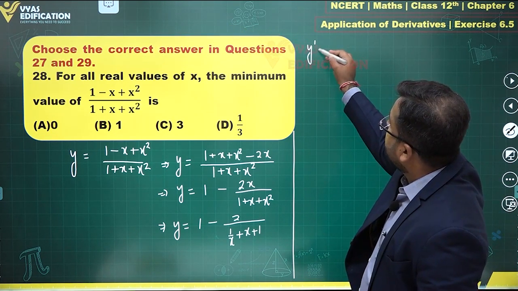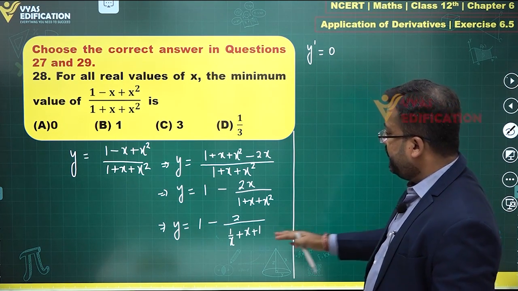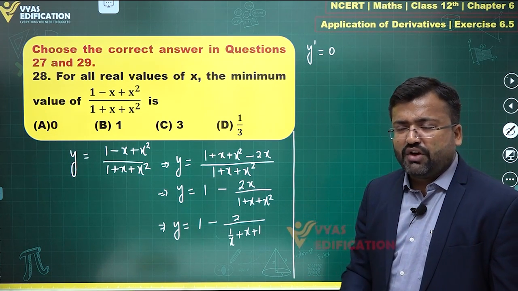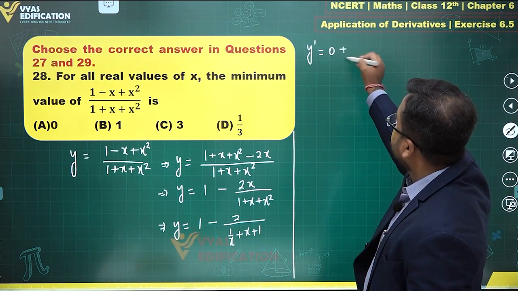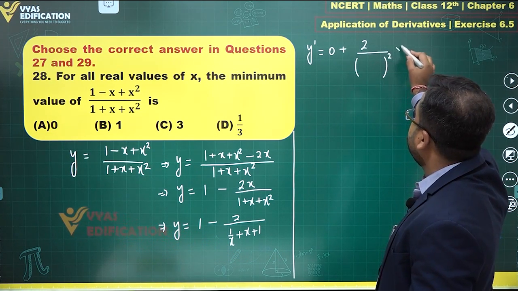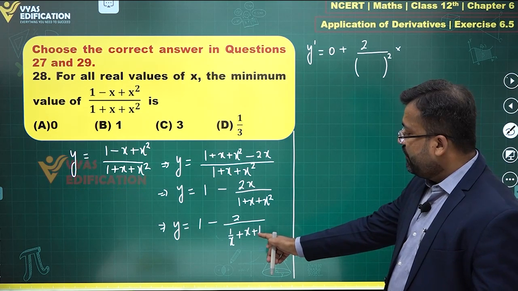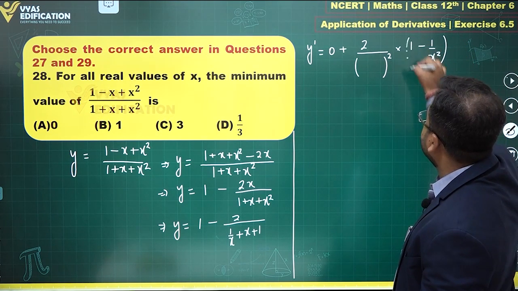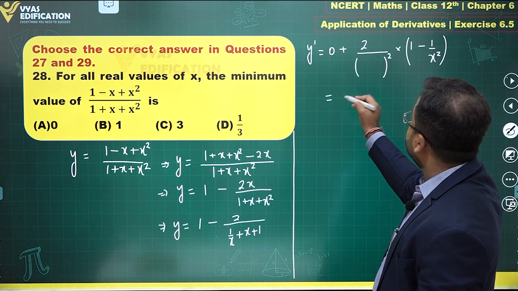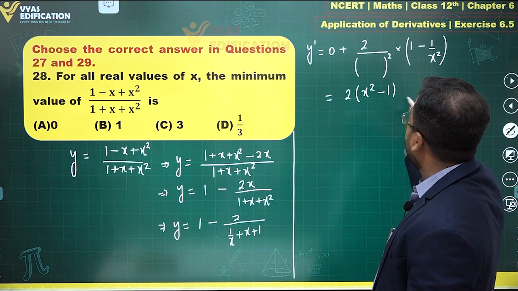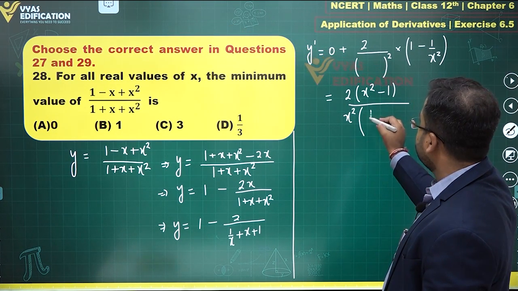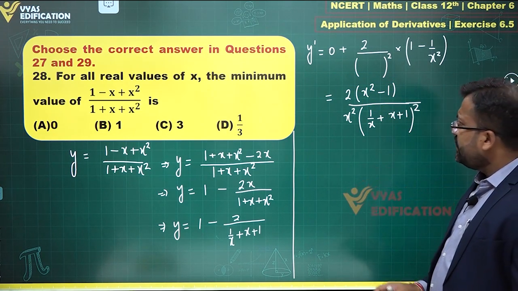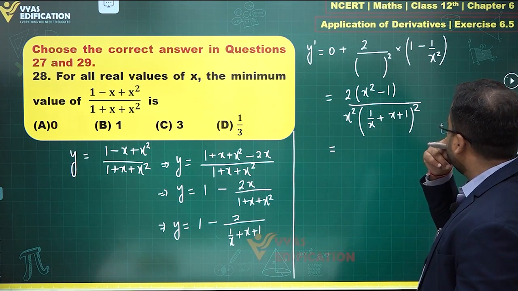So y prime is equal to what? The derivative of 1 is 0. And the derivative of 2 upon something, 2 upon f(x), will be minus 1 upon that something squared. So this becomes plus 2 upon that something squared, and the derivative of that something is important. What's that? The derivative of 1 is 0, the derivative of x is 1, and of 1 upon x it is minus 1 upon x square. So this becomes 2 times (x square minus 1) upon x square times this whole thing, which is (1 by x plus 1) squared. This is what you have, right? So we can multiply this x inside, and we can simplify this further.